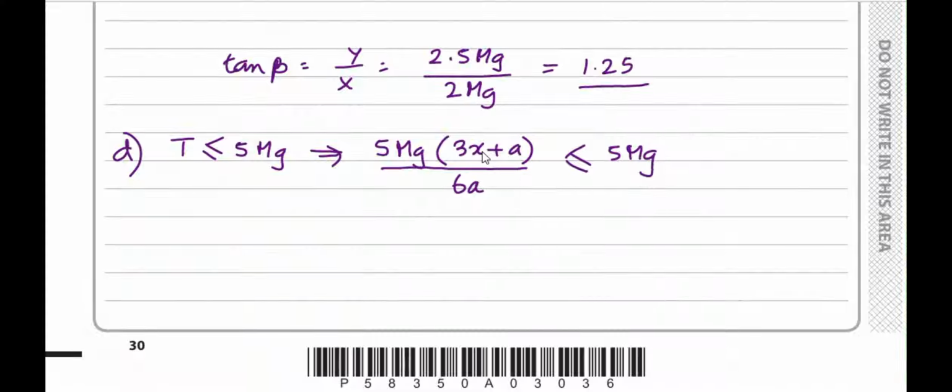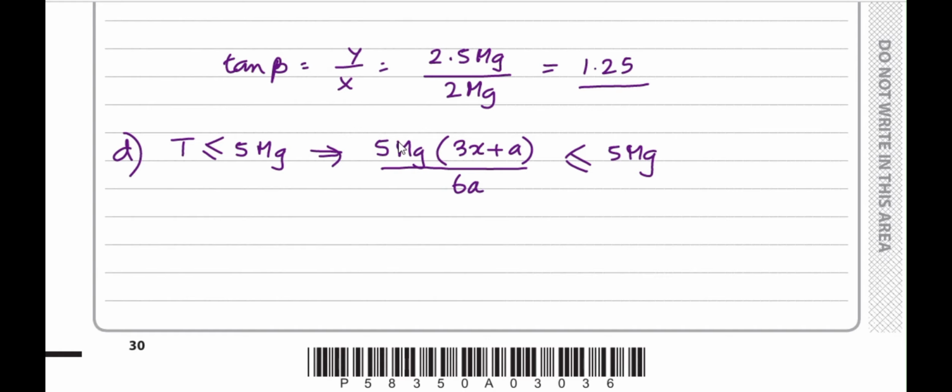Please do not substitute x is equal to 2/3 a here, because the position of P is what we are calculating, so that the rope will not break. So we need to figure out what will be the possible positions of P, which is x.